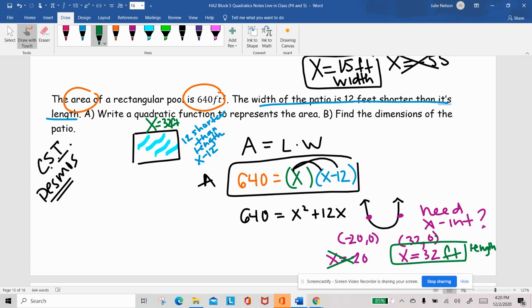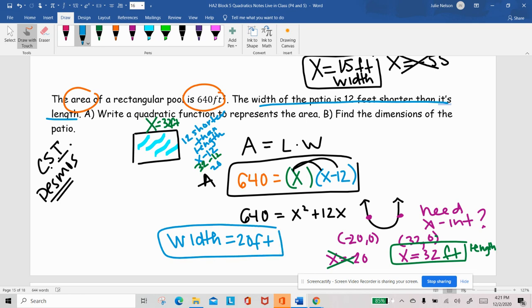So my width is x minus 32. I'm sorry, yeah, x minus 12. I don't know why I said x minus 32. That was silly of me. So 32 minus 12, which happens to be 20. So our length is 32 feet and our width is 20 feet. So the dimensions of this rectangular pool are 32 by 20 feet.